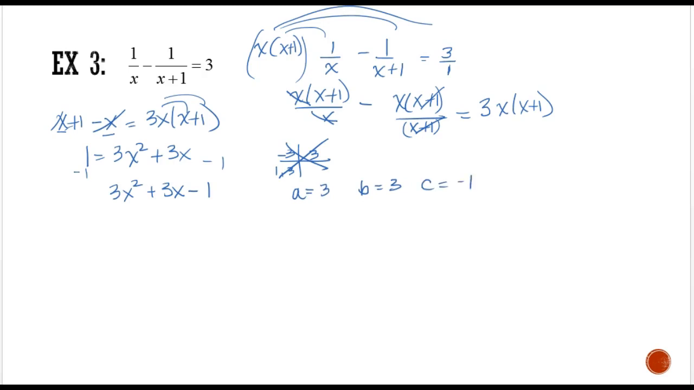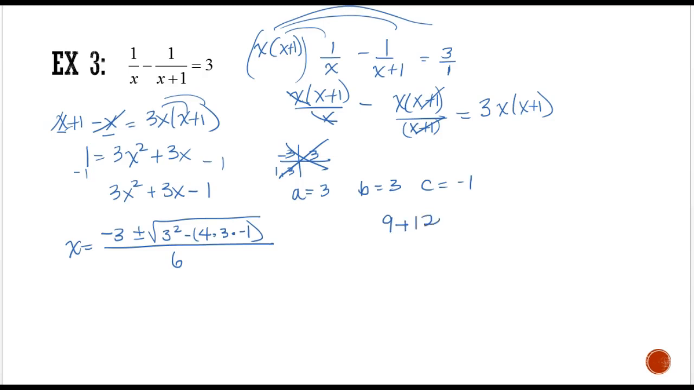So if I use good old quadratic formula, x will equal, remember, negative b plus or minus the square root of b squared minus 4 times a times c, all of that over 2 times a, which is 6. All right, so let's clean this up a little bit. Under the radical, we have 9 minus 4 times 3 is 12, times negative 1 is negative 12, times this negative 1 makes that plus 12, which is 21. So I have negative 3 plus or minus the square root of 21 over 6.